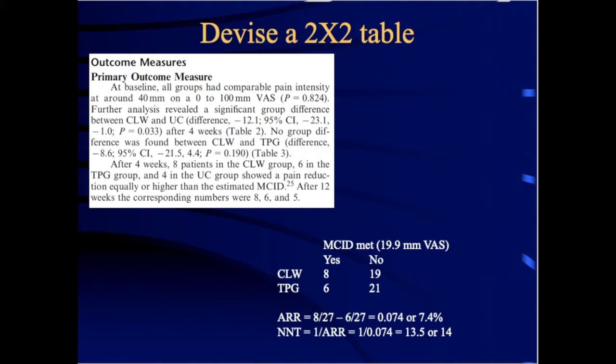So we would have to treat 14 patients before one would have a decrease in their visual analog pain scale of 19.9.